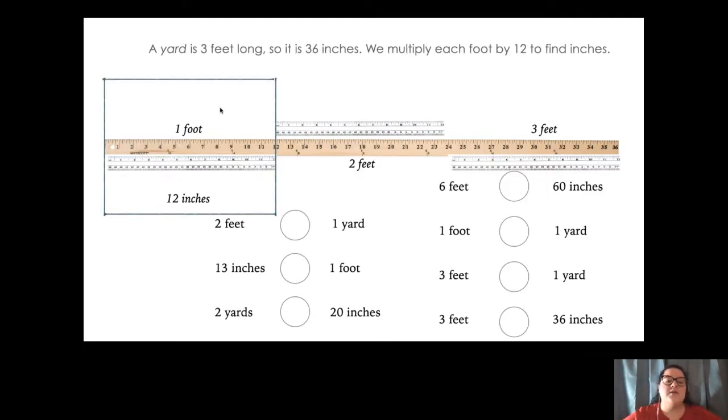A yard is 3 feet long, so it is 36 inches. We multiply each foot by 12 to find inches. 1 foot is 12 inches. 1 yard is 3 feet. Down below, we have some comparisons.